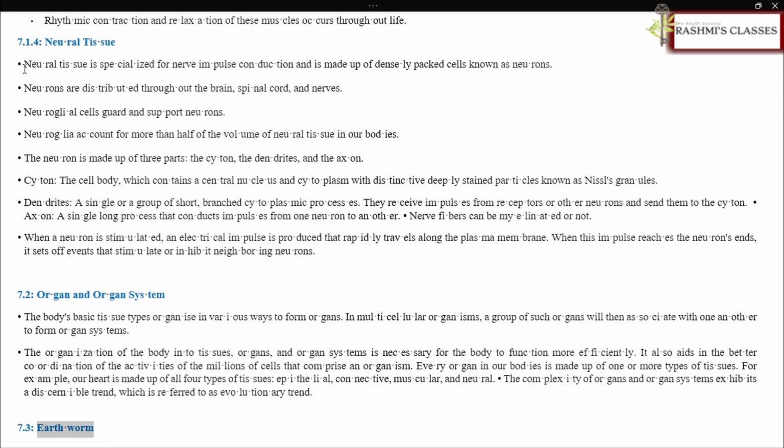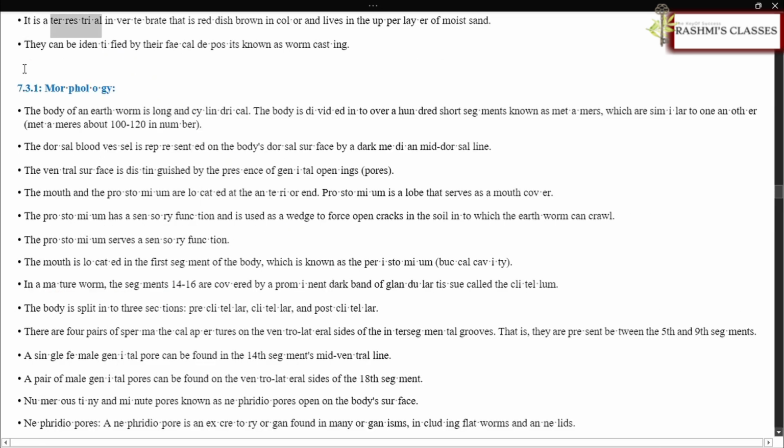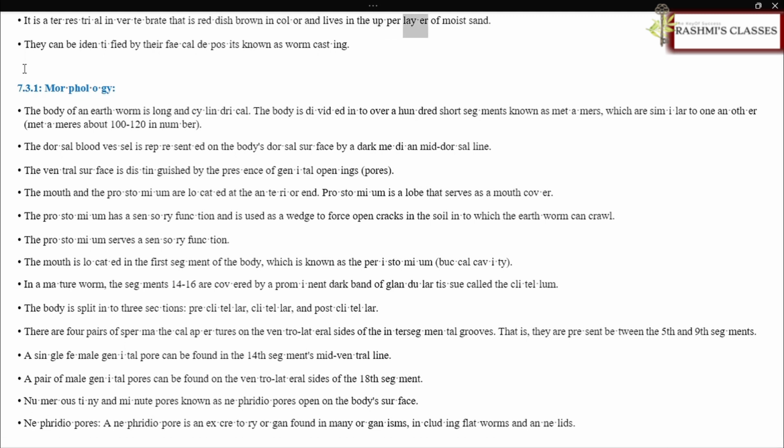7.3 Earthworm. It is a terrestrial invertebrate that is reddish-brown in color and lives in the upper layer of moist sand. They can be identified by their fecal deposits known as worm castings.